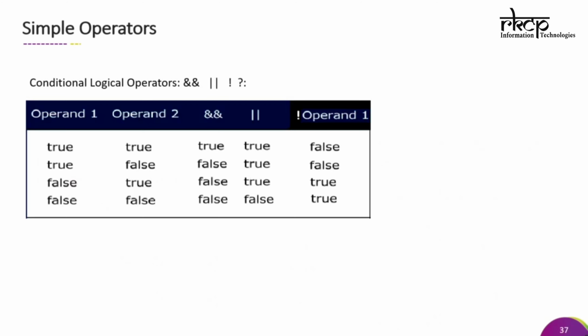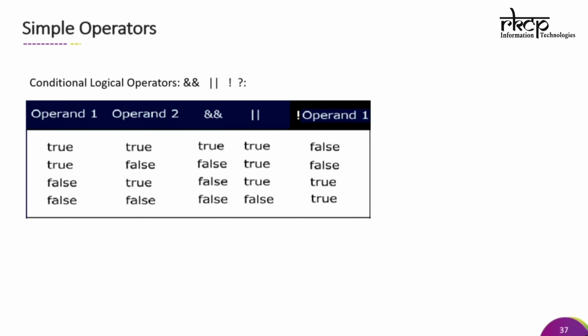Now here there are some logical operators: double and, double or, and not. Suppose you have two operands, operand 1 and operand 2. If both are true and you are using AND, it will return true. In case of OR also, it will return true. The opposite of true will be false, so the opposite of operand 1 being true means it will be false.